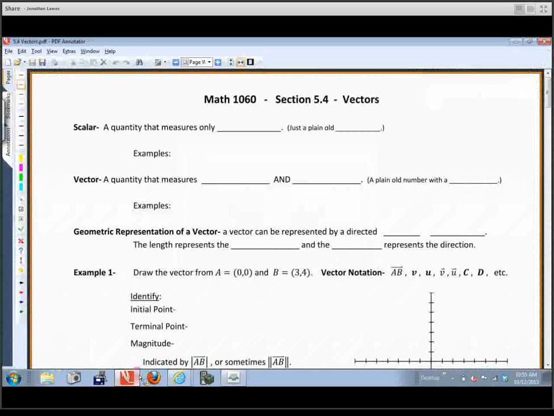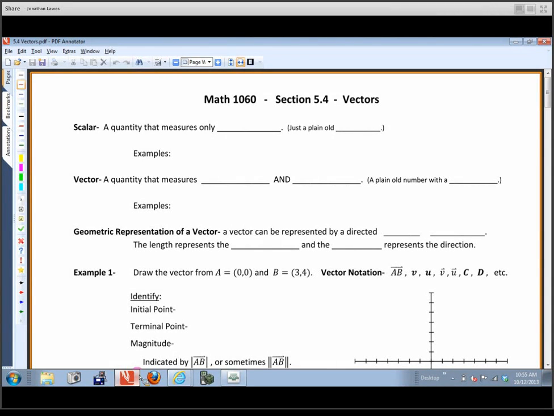All right, let's take a look at section 5.4. This is on a very useful type of concept in math. It's called a vector. It's also used a lot in many other disciplines, science, physics, places like that. Tons of vocabulary to go over here. So we want to make sure that we're clear on what each of these words mean.